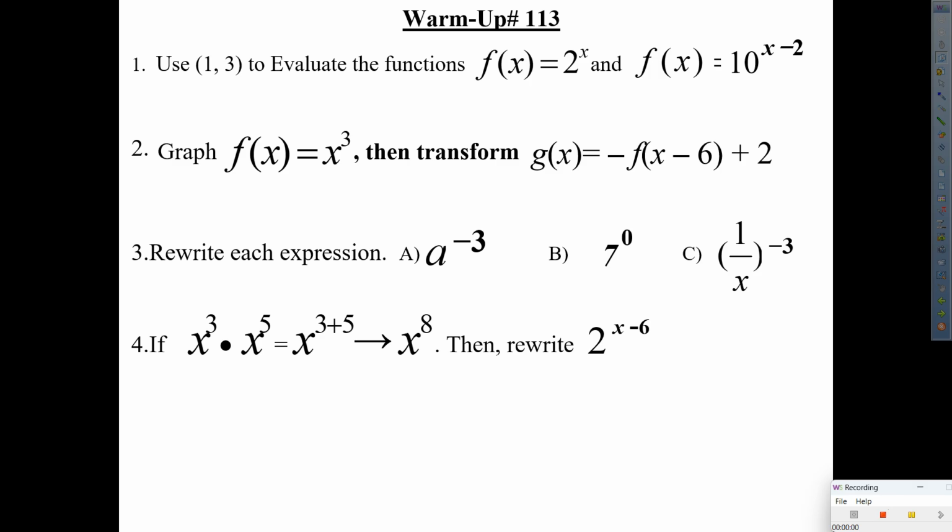Good? All right. So warm-up 113 is on the screen. Let's get started, please. Today we're moving on. We're adding a couple more things to what we did last week with our rational functions. But today we're going to be looking at it through the scope of transformations. So everybody's ready, of course, because everybody did their homeplate last week.